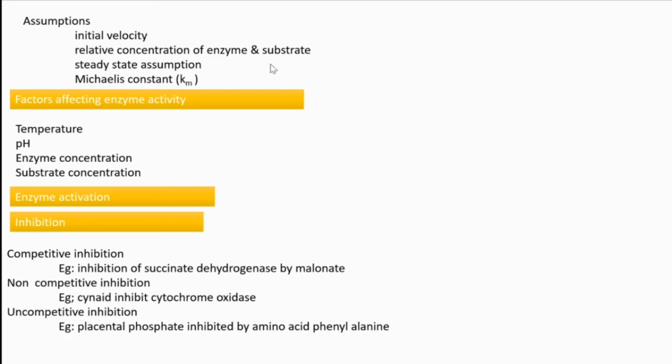Then understanding the Michaelis constant Km. What we need to clearly understand is that Km is actually a substrate concentration, the substrate concentration when a reaction is going on with a velocity half that of Vmax. I think you didn't understand that.